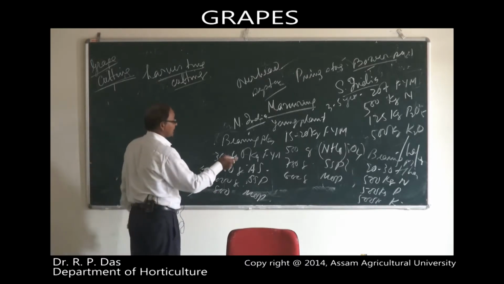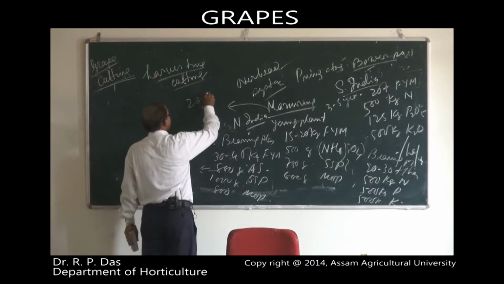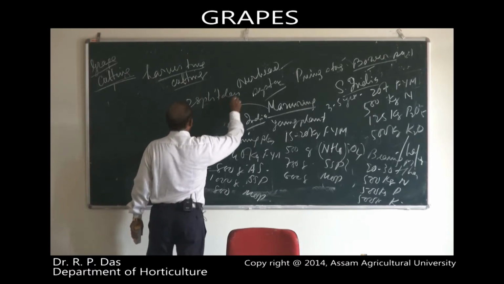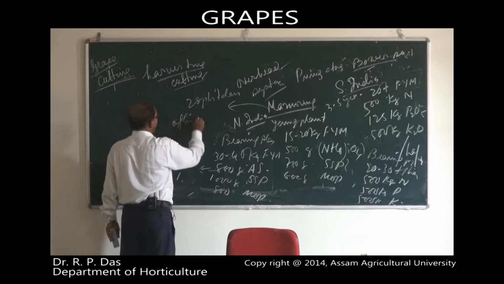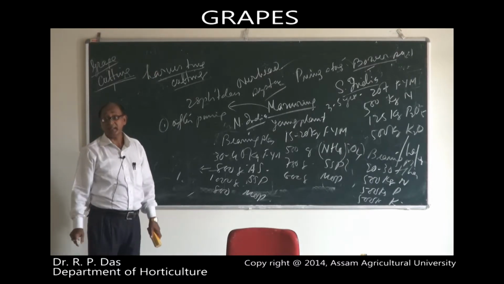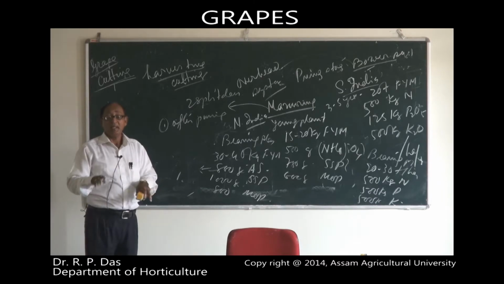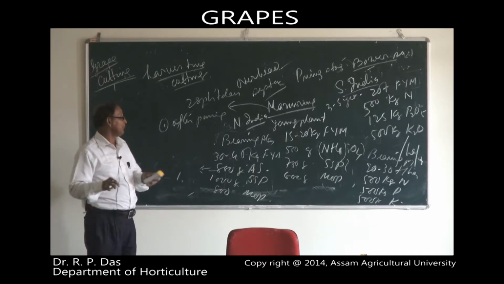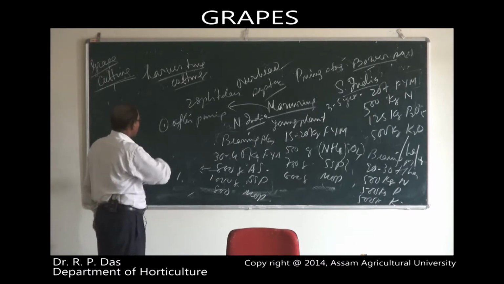The manures are applied in 2 split doses. First application is after pruning. It is as a basal dressing, not in ring method, that is below the canopy area. Give a light hoe, that is, make the soil loose, and apply the fertilizers after mixing and cover with FYM.